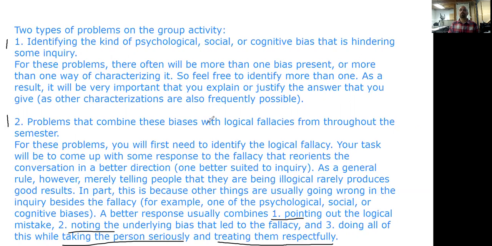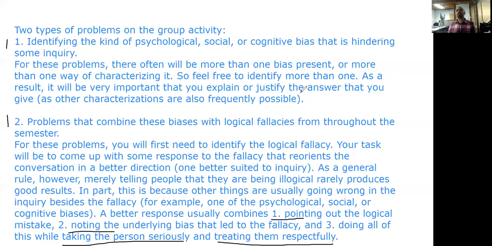The second set of problems will be a little bit more challenging. It's where you students are going to have to combine the social, cognitive, and psychological biases with the logical fallacies discussions that we've been having throughout the entire semester. So I'm going to give you a series of 3 arguments. Each of those arguments contains a logical fallacy. So your first task, you just need to identify what the logical fallacy is.